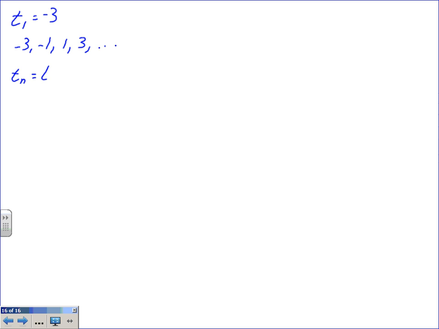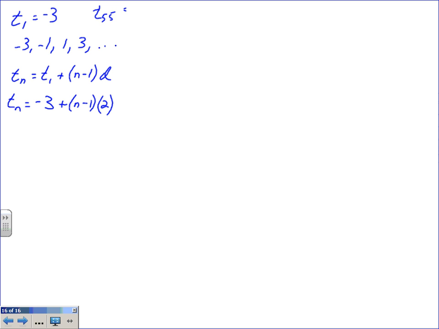I'm going to use this, T1 plus n minus 1 d. Find an explicit formula, and then find, I don't know, let's find the 55th term. All right. So T sub n equals the first term plus n minus 1, I don't know what n is, times d. What's our d in this case? 2.